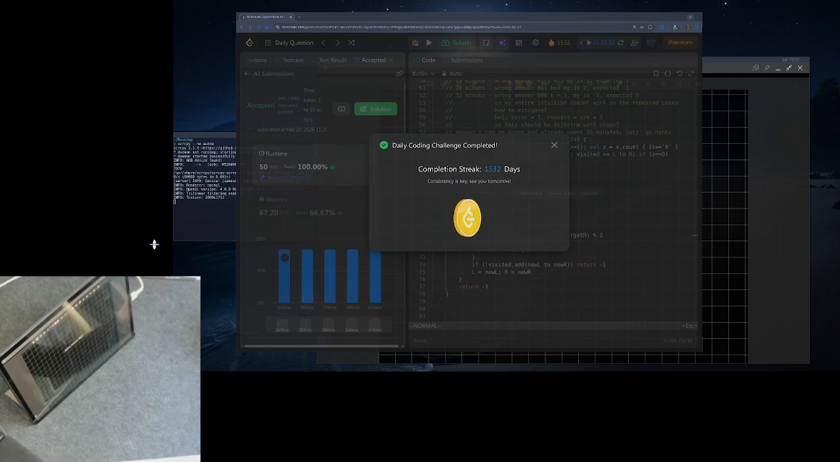So today we have a hard problem and I didn't solve it. Now let's look at the problem.